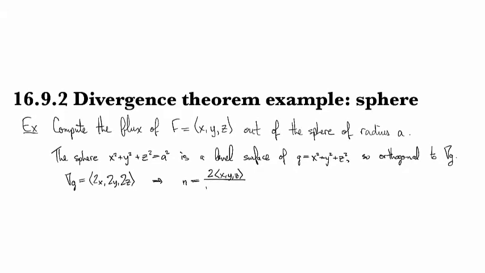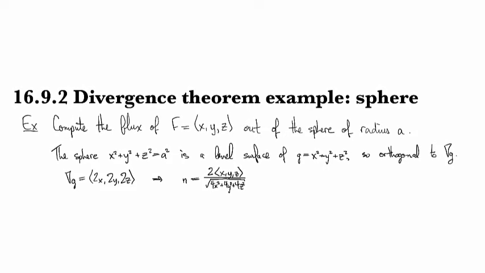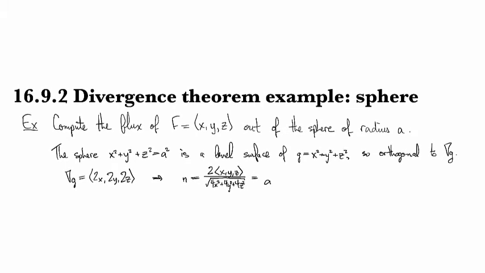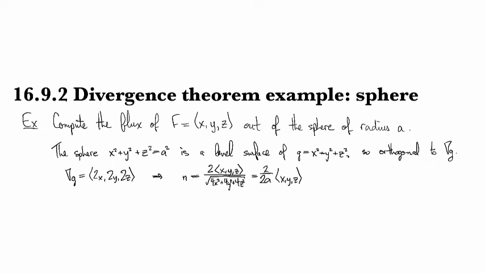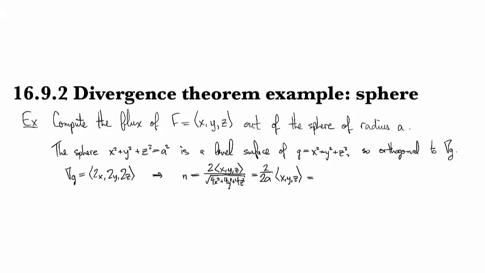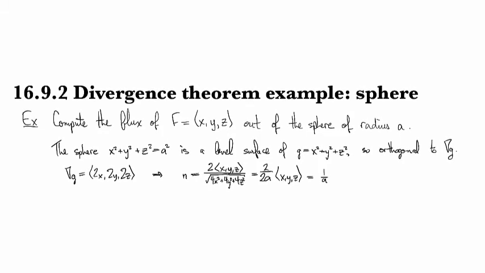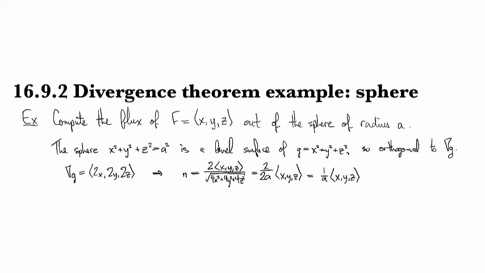And then we have the magnitude of this vector. So this is the square root of 4x squared, 4y squared, 4z squared. And then if we simplify that, oh, that thing in the bottom, that's just the radius. And actually, sorry, it's 2 times the radius. And so we have that over x, y, z. And so just 1 over a times the actual position coordinate x, y, z will give us our normal vector.